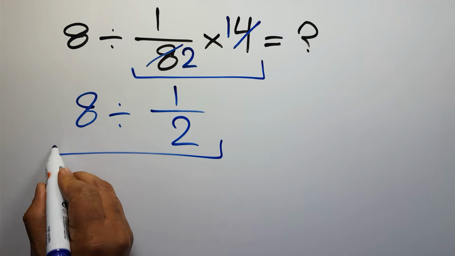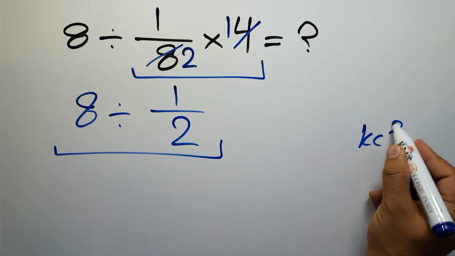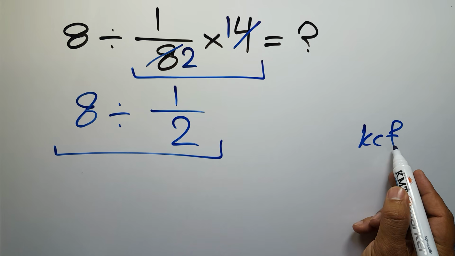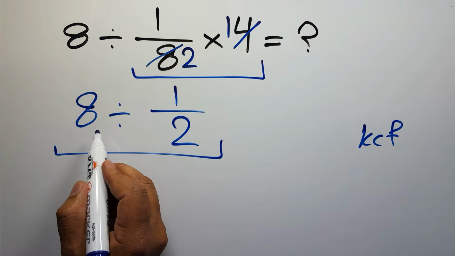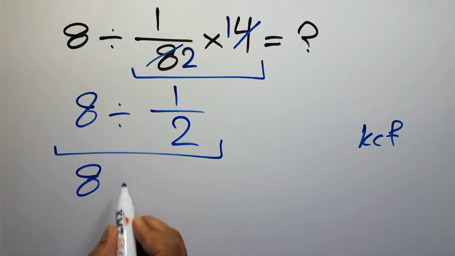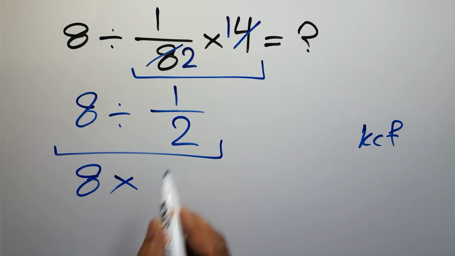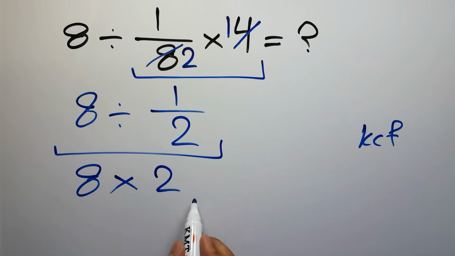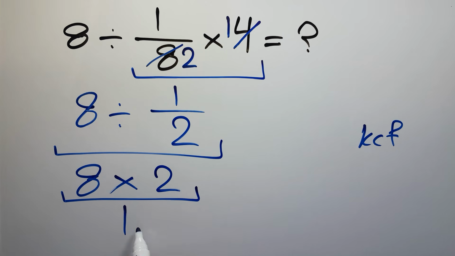Now, according to the KCF rule, K stands for keep, C stands for change, and F stands for flip. We can write keep the first fraction, change division to multiplication, and flip the second fraction. So we have 8 times 2, which equals 16.